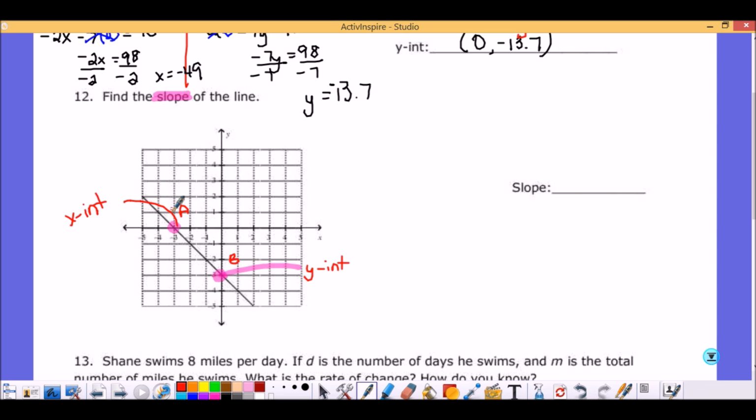I'm going to put my pencil at -3, 0, and my goal is to get to the other point, but I can't go diagonally. So the first thing I'm going to do is go down 3 lines, and then now I'm going to turn to the right, and I'm going to go to the right 3. So remember, slope is y over x. So that means I went down 3 and to the right 3. So what does that reduce to? That's right, it reduces down to -1.